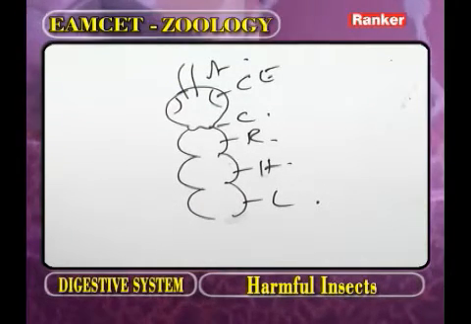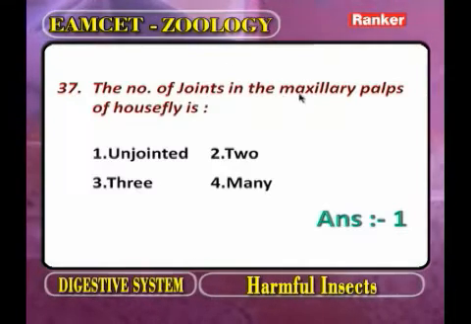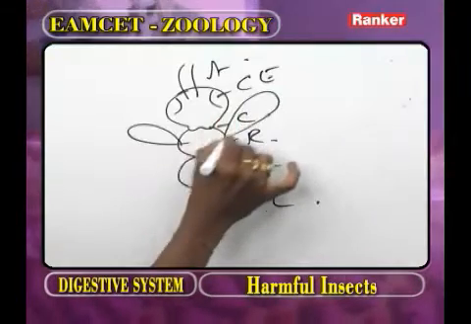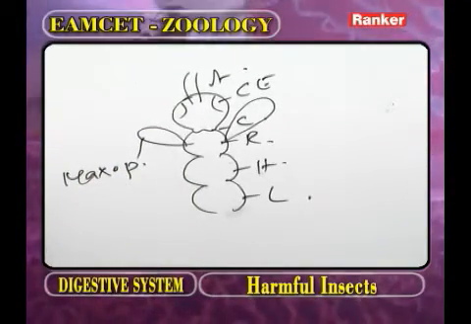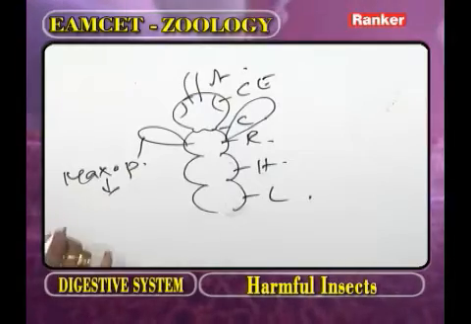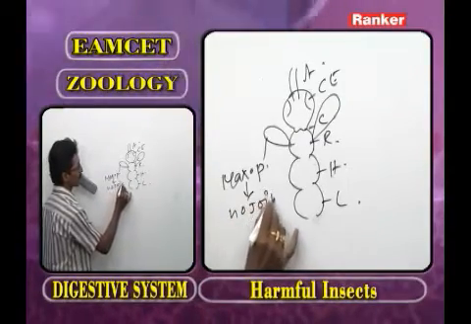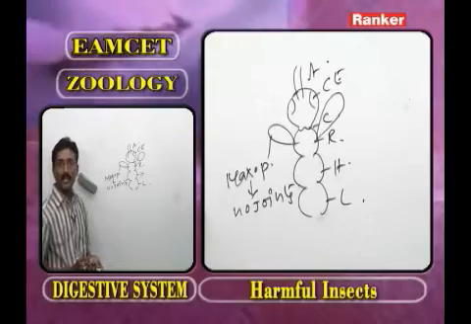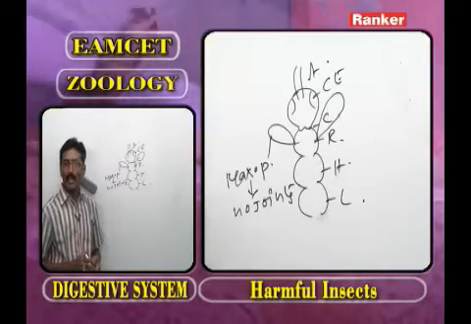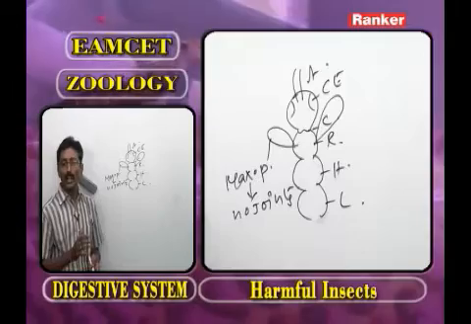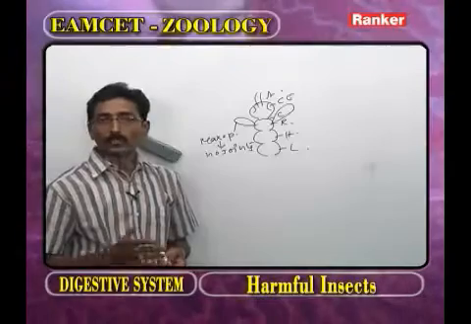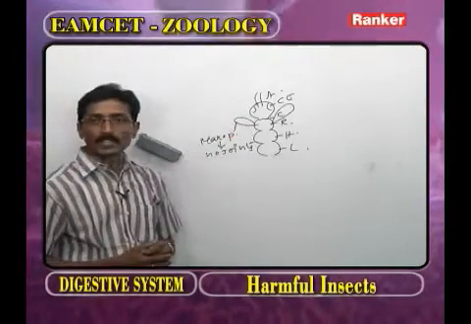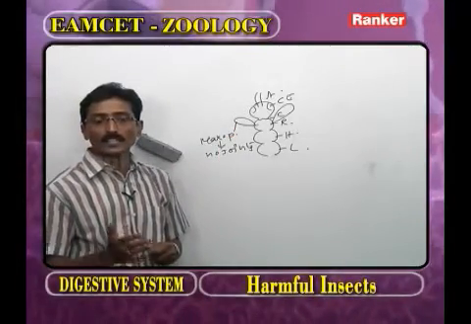Here what is the question? The number of joints in the maxillary palps of housefly attached to rostrum, what are present? Now as we observe the maxillary palps, in the maxillary palps no joints. Based on this information, the number of joints in the maxillary palps of housefly is: one is unjointed, second 2, third 3, fourth many. But here in the maxillary palps no joints. So the answer is the first one.